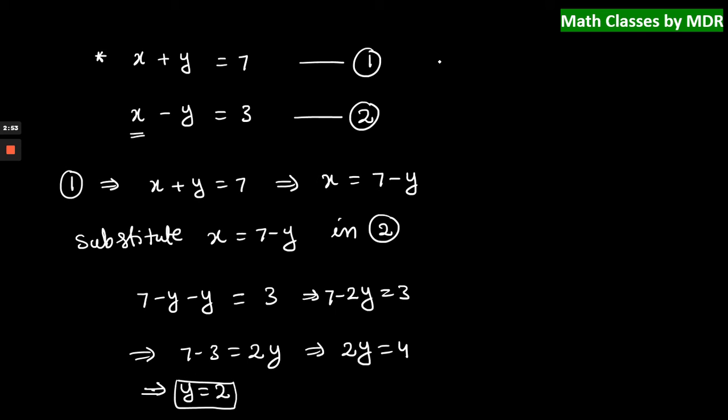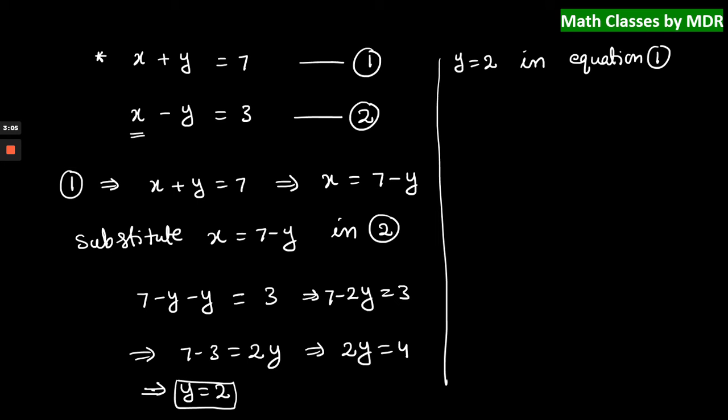Now substitute this y value, y is equal to 2, in either equation 1 or 2. Let us substitute in equation 1. What do you have? x plus y, which is 2, is equal to 7. So x is 7 minus 2 and x is equal to 5. So the solutions are x equal to 5 and y is equal to 2.